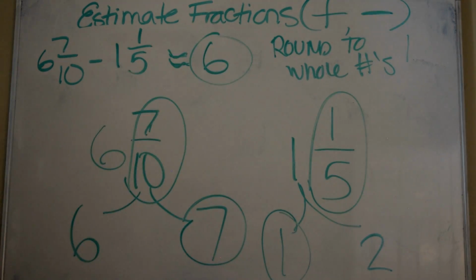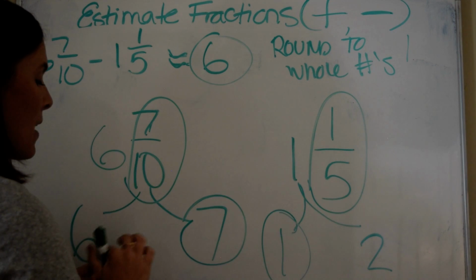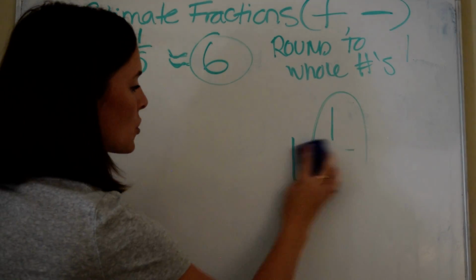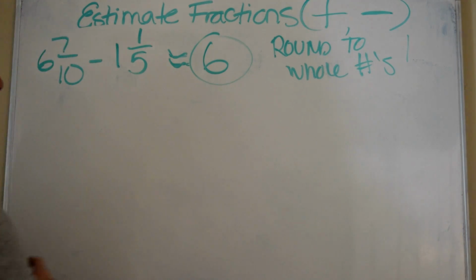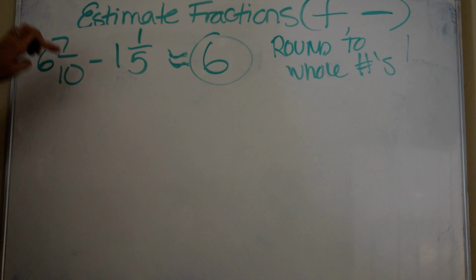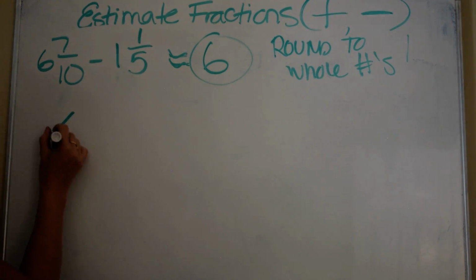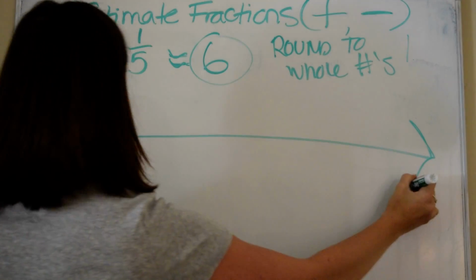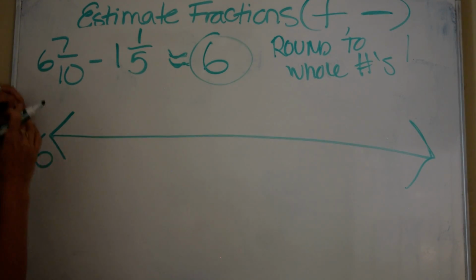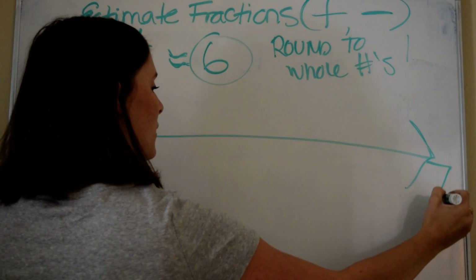Okay? Now, that was a very simple way, but I want to get more in depth on how we're rounding, and I always do that on a number line. So we're going to round each of these fractions, showing you how we do that with a number line. Let's plot 6 and 7/10. Go ahead and draw out a number line. Our 6 is the whole that we're starting with, and then what would be the next whole? It would be a 7.